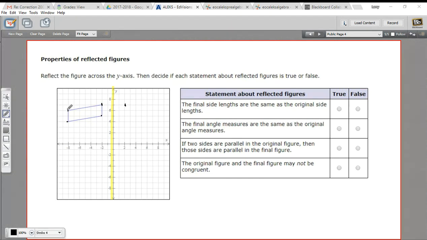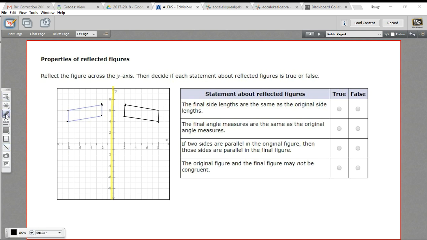Let's do the same thing with this one. This is at -8, so it's going to go to +8 on this line here. And then this one's at -2, so it's going to go to 2. And then this one is at -8, but down here. Okay, so once we've got the points reflected, we can just connect them. And there is our reflected figure.